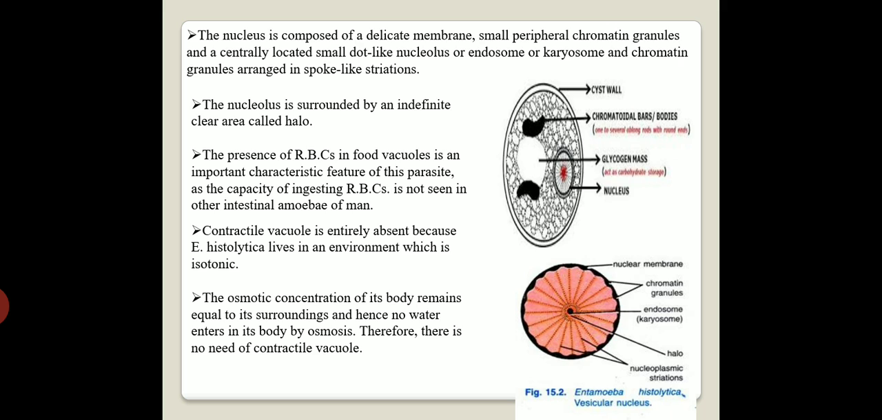Contractile vacuole is entirely absent, unlike most protozoans, because Entamoeba histolytica lives in an environment which is isotonic. The osmotic concentration of its body remains equal to its surroundings and hence no water enters its body by osmosis. Therefore, there is no need of a contractile vacuole. You already know that the function of the contractile vacuole is osmoregulation.